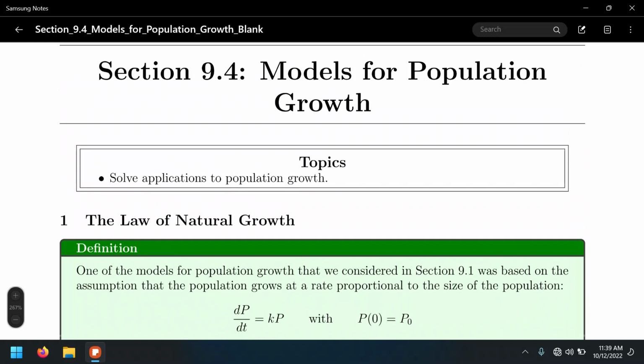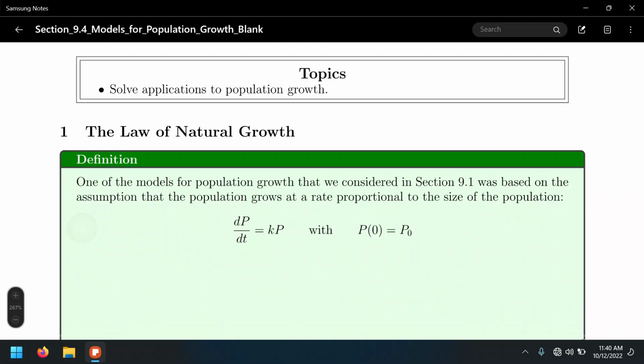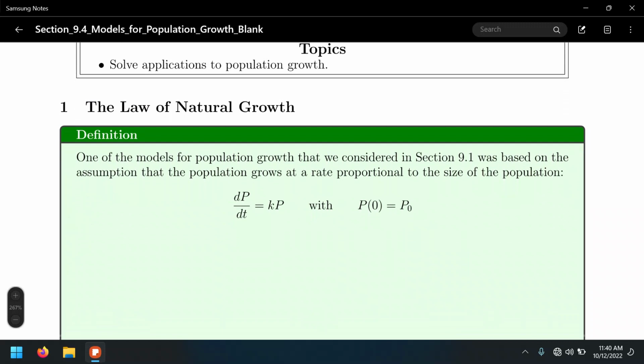Models of population growth. We're going to do the derivation of one of the equations that you have seen before, back in pre-calculus, college algebra, whatever, or intermediate algebra. So the law of natural growth. This law is described as the rate of change of the population with respect to time based on its population size. So that is, the population changes with respect to time proportional to its size, right?